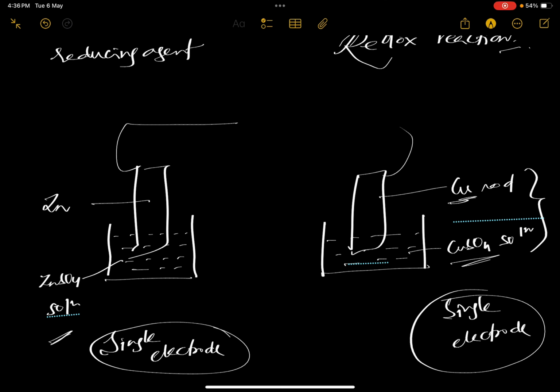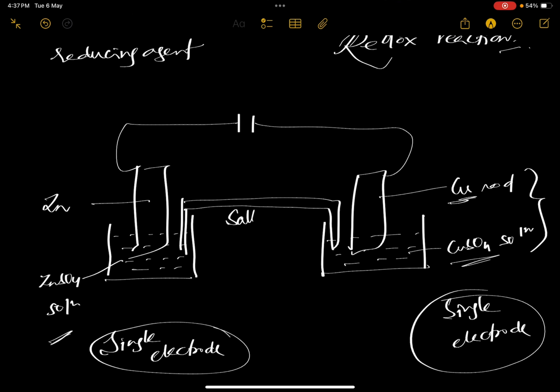These two are connected externally and are connected internally by a U-shaped tube which we call a salt bridge. This salt bridge contains salts like KCl, ammonium chloride, with a gel called agar gel or agar-agar gel.